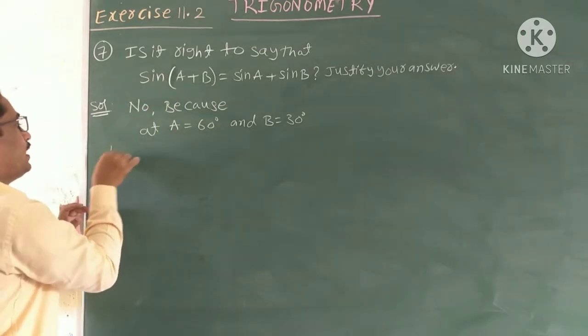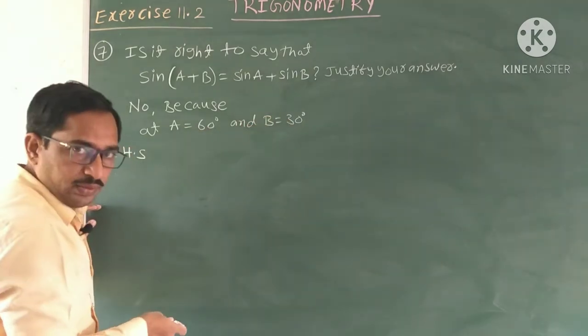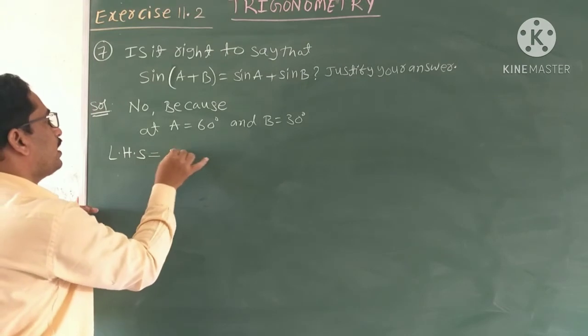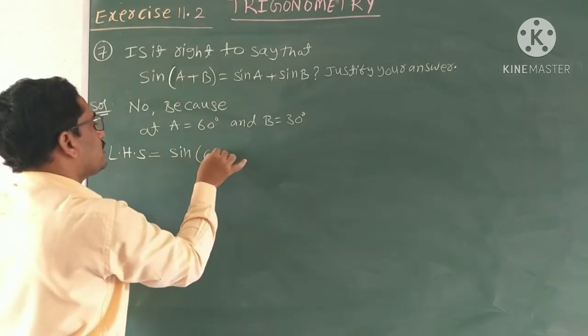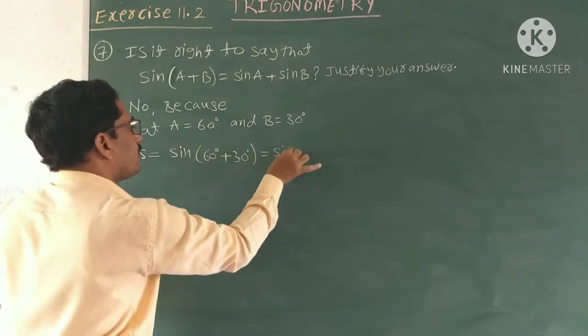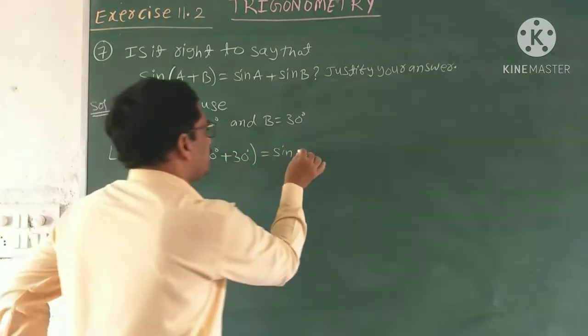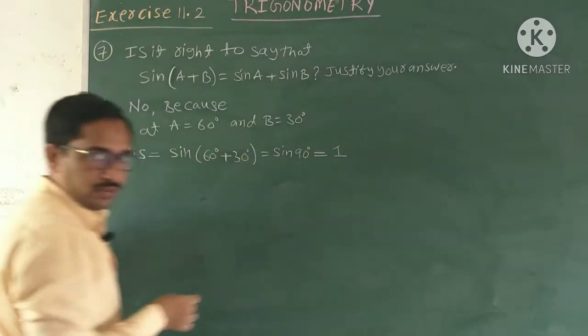See, LHS at angle A equal to 60 degrees and angle B equal to 30 degrees. The LHS value is sine of A plus B, which is sine of 60 plus 30, that is 90 degrees. Sine 90 value is 1, so the LHS value is 1.